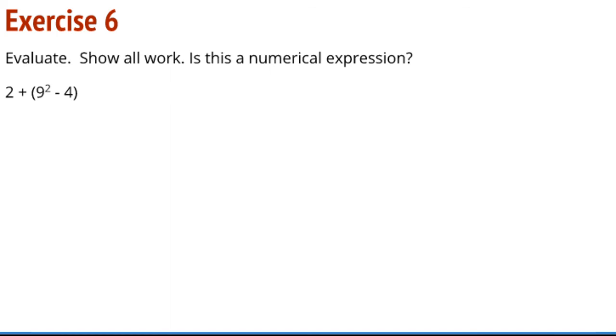So let's take a moment and look at this exercise here. We're supposed to evaluate, show all our work, and we're answering the question, is it a numerical expression? Well, I don't see any variables. So by the time I have performed all of the operations, I should have a single number. So first is the parentheses. I need to take care of what is inside here first. So I've got 9 squared minus 4.